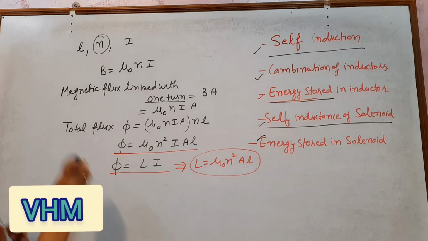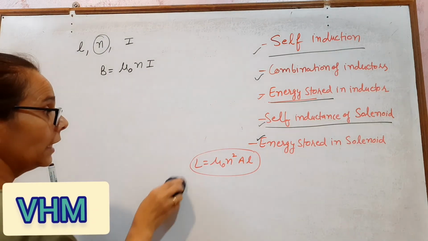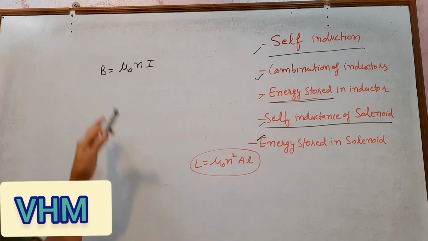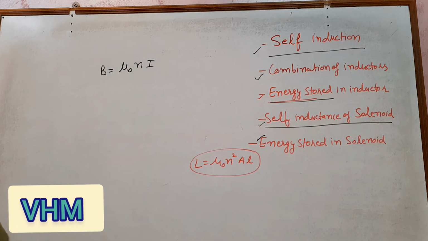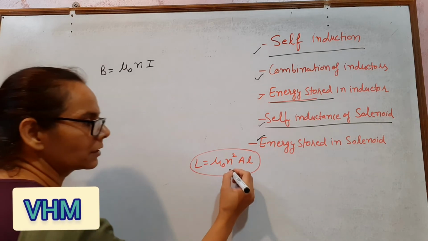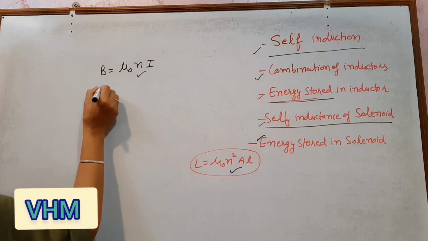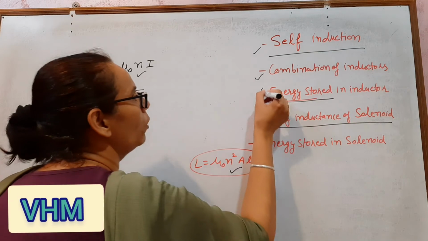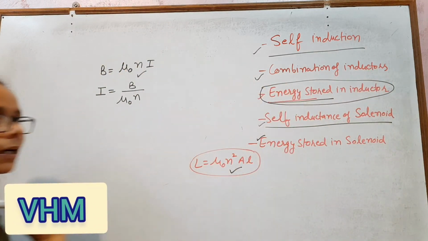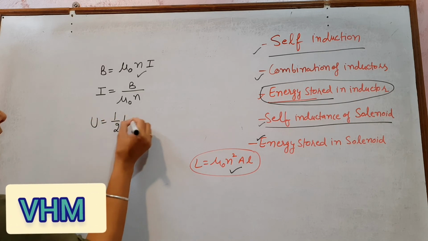Then our today's last part, that is the energy stored in the solenoid. We have finished the energy stored in the inductor. I don't erase these two terms, what I require in this topic, that is energy stored in the solenoid. So for the solenoid, I have this inductance, and for the solenoid, this is the magnetic field. From here, current is written as B upon mu naught n. And as we know, energy stored in the inductor, the work done by the source of EMF to maintain the current in the inductor, we have the formula half L I square.